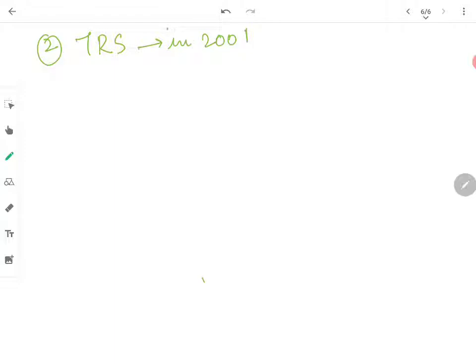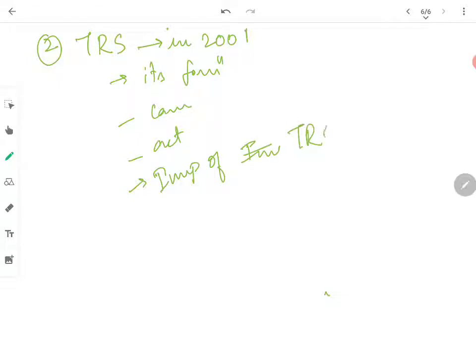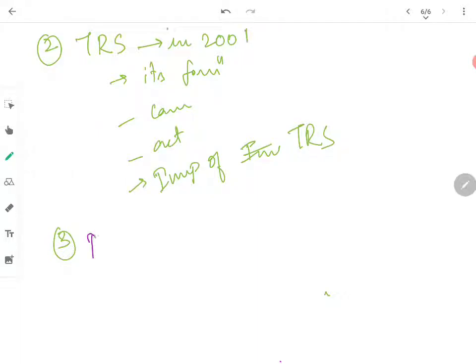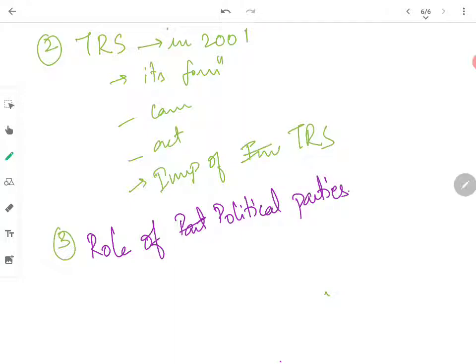We will learn about the TRS party, its formation and the causes for its formation, and the actions taken and the important people behind the formation of TRS in this chapter. And the next section is the role of political parties. That is, what is the role of different political parties in the Telangana movement? How did these political parties help Telangana people to get a separate state?